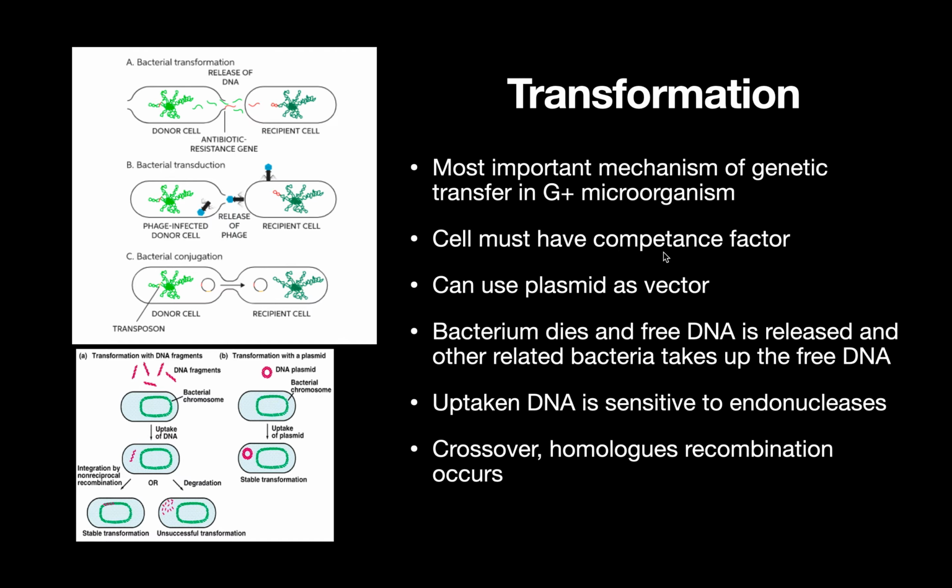The cells must have something called a competence factor, and sometimes they use the plasmids to transmit the information. So the bacteria dies, and the free DNA is going to be released, and the other related bacteria take up the free DNA. So it's kind of like if a strep bacteria dies and releases its DNA, other strep bacteria will take it up. The uptaken DNA is going to be very sensitive to nucleases, so those can be broken up. This is when the bacteria is most susceptible to our immune system.